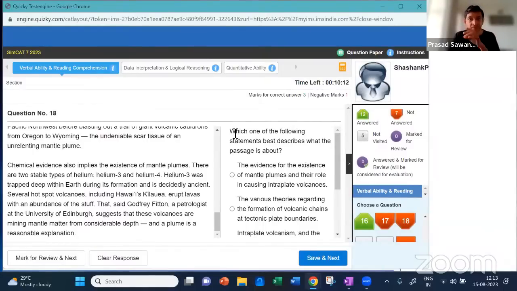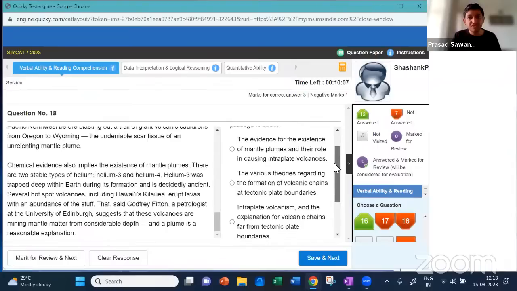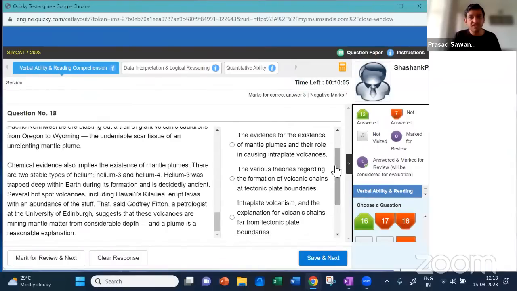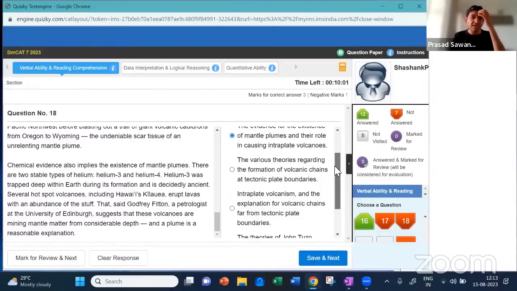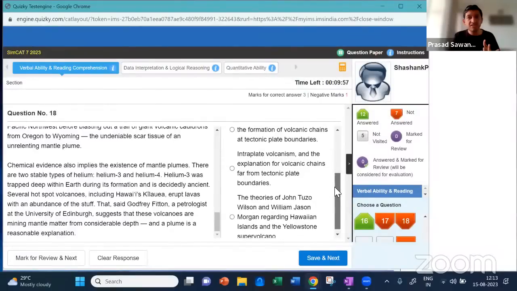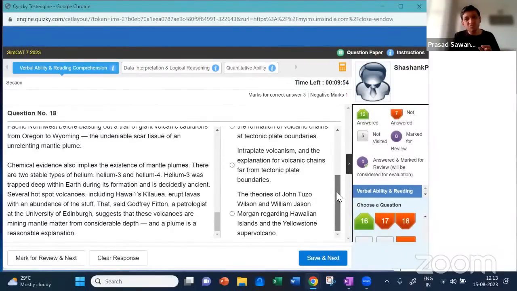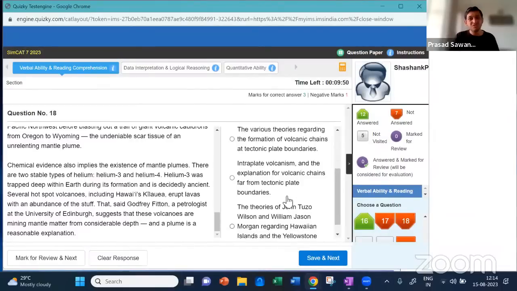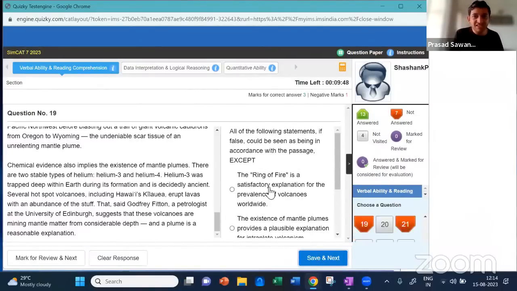Which of the following best describes what the passage is about? We are talking about mantle plumes. Evidence for existence of mantle plumes and their role in causing intraplate volcanism. Very good. It's a very nice answer. Various theories regarding the formation of volcanic chains. No, we are talking about mantle plumes. So 2 is not there. Intraplate volcanism and the explanation. Again, mantle plumes we are not talking about. Theories of John Tuzo Wilson regarding Hawaii. No, this is too specific. I think this is nice. So nice, easy question I think we got here. If I have made a mistake, I have made a big fool of myself, but it's okay. That's what I'm here for, right?